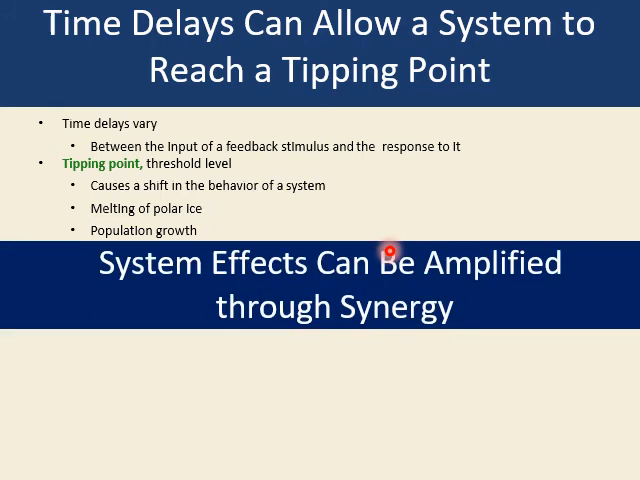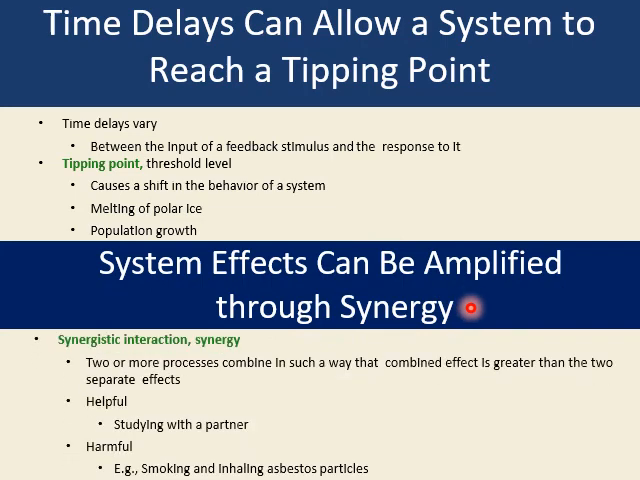Then also, system effects can be amplified through synergy. So synergistic interaction is when two or more processes, combined together, bring a greater effect than the two separately. So it could be a helpful effect or a harmful effect. A helpful synergistic interaction is when you are studying with a partner. So when you study together, the resulting knowledge you obtain will be greater.